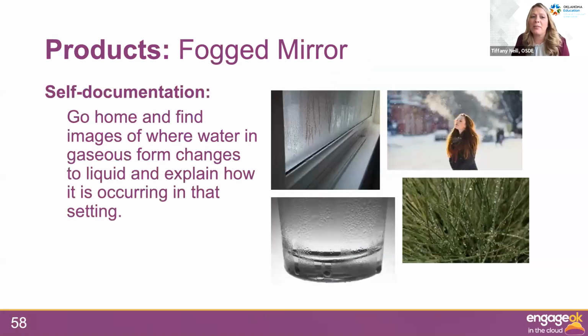And if we go back to the fogged mirror, perhaps for that lesson or unit, at the end of it, I might actually use self-documentation as a way to have students do their final product by having them go home and find images of where water in gaseous form changes to liquid and explain how it is occurring in that setting. So that might be a really good way to give them choice and to connect with their home lives, and hopefully get them to think about what they learned in class and how it connects to all the things that are going on around them in their lives. But that's just an example of a product that would give that level of support as well.